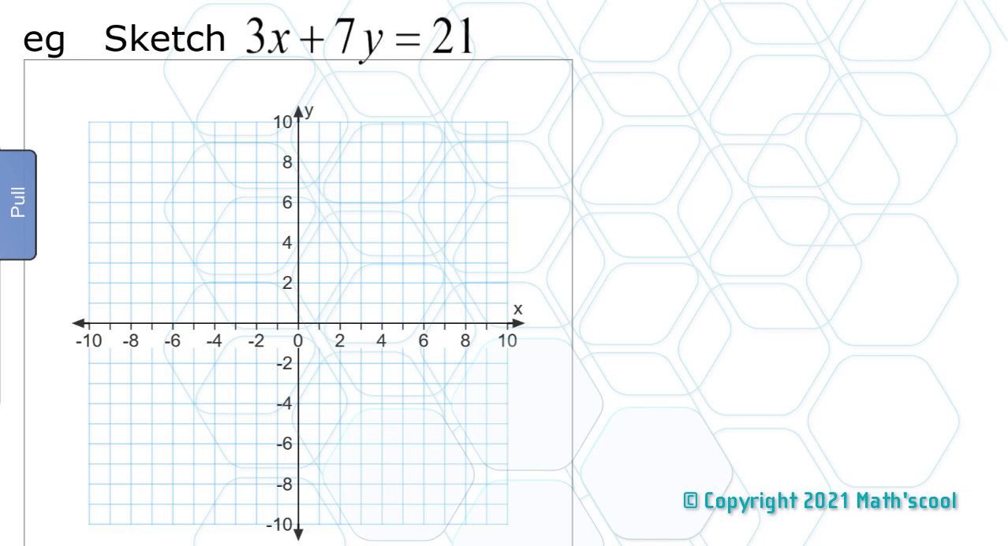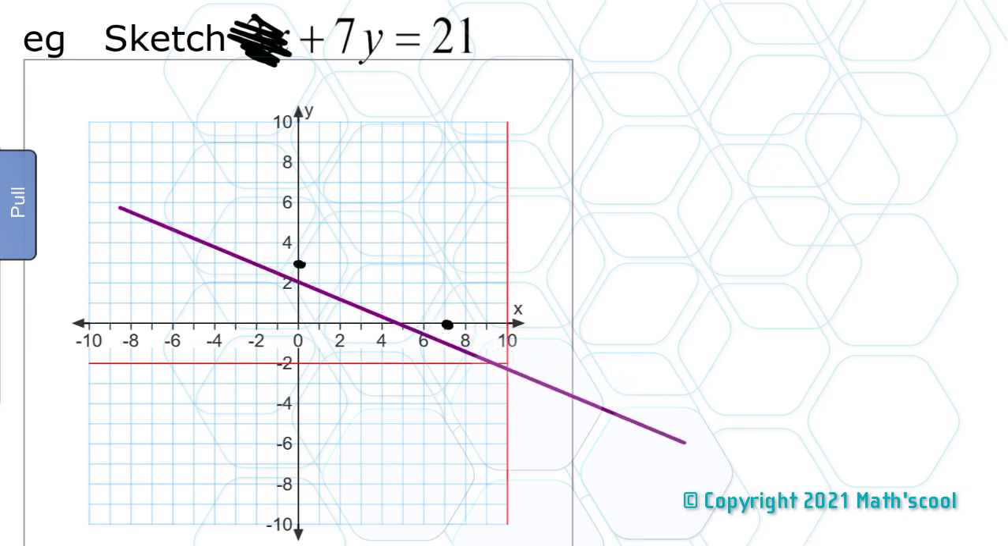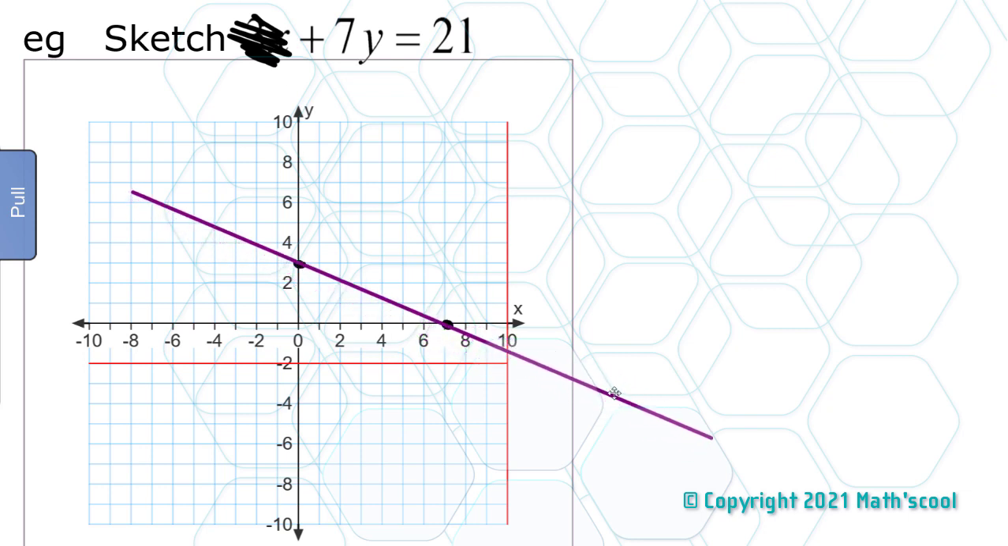Again, to find the root, I'm going to scratch out this. And so the root will be at 7. And to find the y-intercept, I'll scratch out that. And so that's going to be at 3. Connect them together with a straight line. Oops, I'm going to miss again. Yeah, got it.